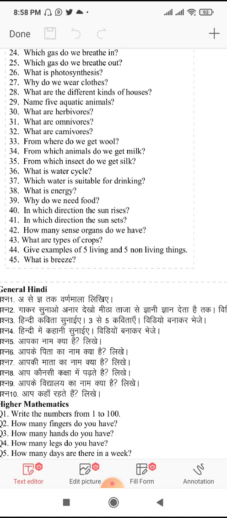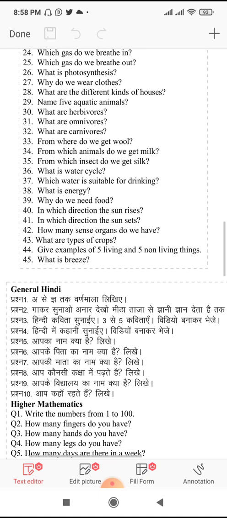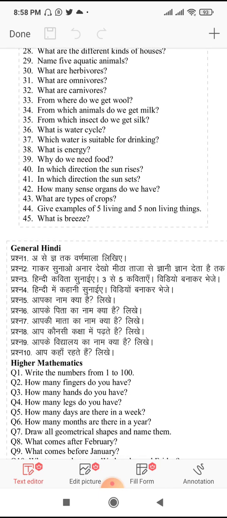Okay, what are types of crops? There are 2 types of crops, rabi crops and kharif crops, and another types of jute crops and cash crops. And give examples of 5 living and 5 non-living things. You can do it. And what is breeze? That's very gentle winds are called breeze.